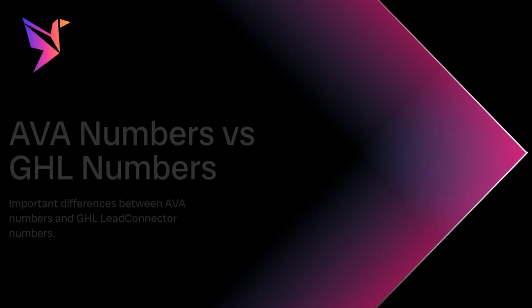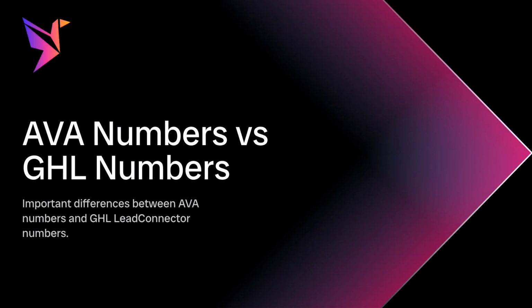It's important to remember that Ava phone numbers are separate from Go High Level lead connector phone numbers. They are not interchangeable. Phone numbers must first be created inside Ava for each sub-account. Once registered in Ava, those numbers will automatically appear inside GHL workflows when properly linked through sub-accounts. You cannot register a GHL native number and expect it to appear inside Ava.